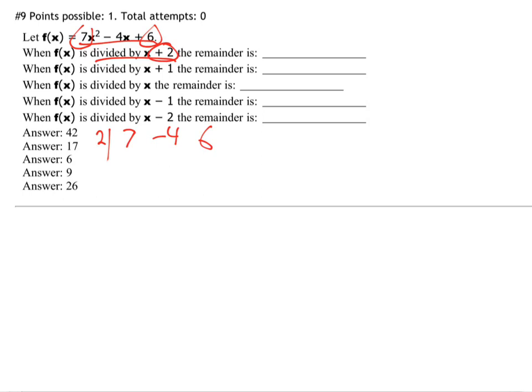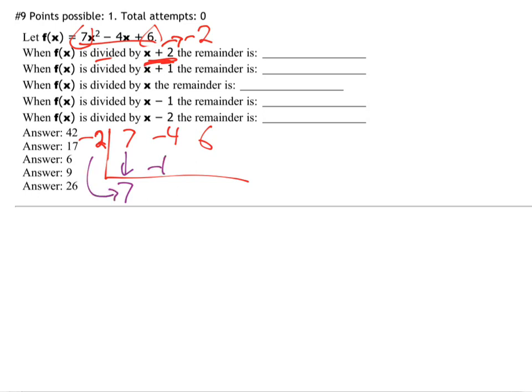So when they say x plus 2, remember when a number is right next to x, that means you're supposed to put a minus 2. Anything right next to x, you put the opposite when you do synthetic division or x equals, right? Whenever a number is right next to x, whether it has parentheses or not, that means it's opposite. So let's bring it down.